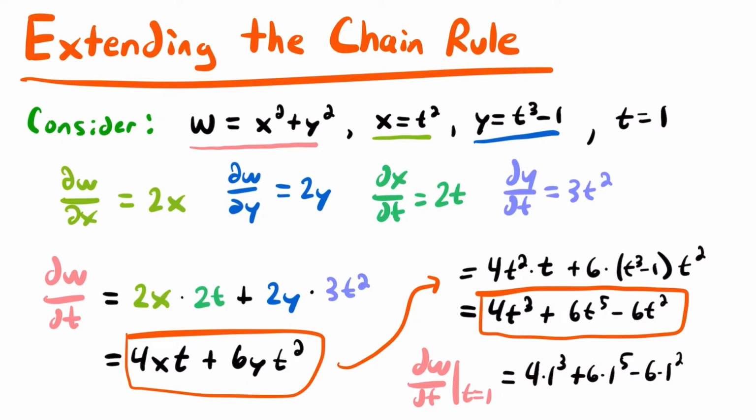So 10 minus 6 gives you an answer of 4. All right, so that would be the value of dw dt at t equals 1. And you would get the same answer of 4 if you plug t equals 1 into this form of the derivative, remembering to also plug in 1 for t in the expressions for x and y, and putting all of that together.